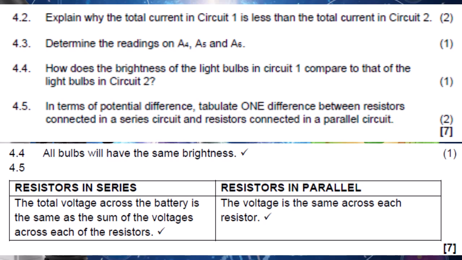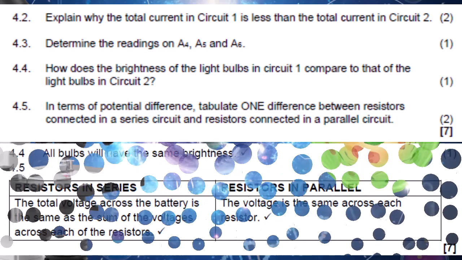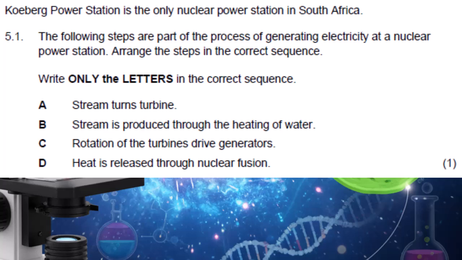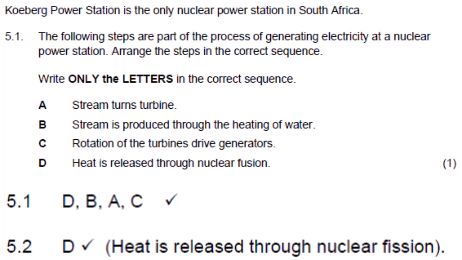All right, let's zoom out now to the big picture, generating electricity. Question 5 focuses on a nuclear power station. Q5.1 asks us to put 4 steps in the correct order. The steps involve steam, turbines, generators, and heat release. Okay, the goal is always to turn some form of energy into rotating mechanical energy, which then turns a generator. So you need heat first. Right, step D says heat is released through nuclear fission.